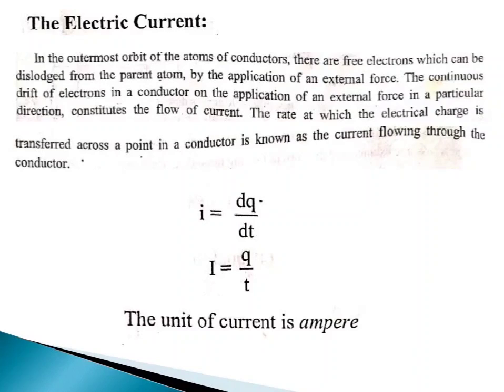The rate at which the electrical charge is transferred across a point in a conductor is known as the current flowing through the conductor, which is represented as I = dq/dt. So in general words, I = q/t, where q is the charge and t is the time. The unit of the current is ampere.